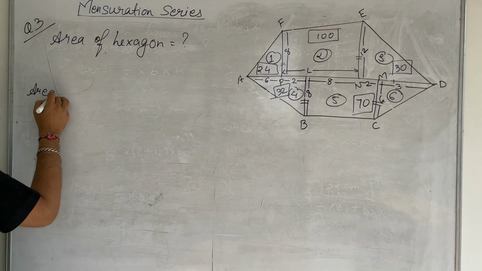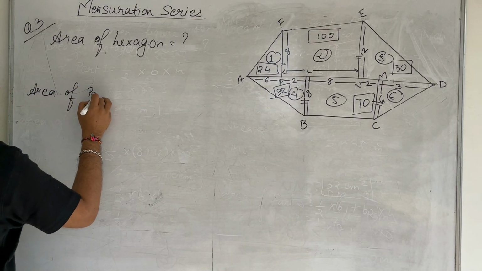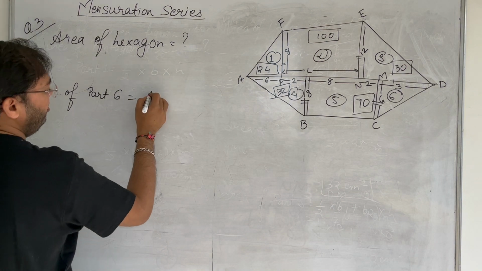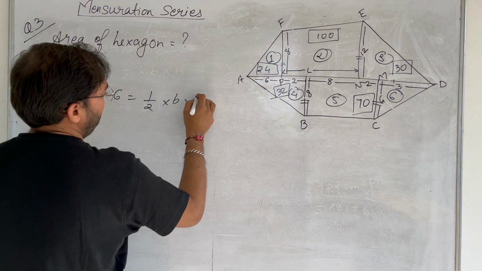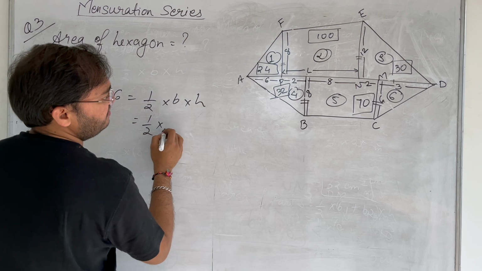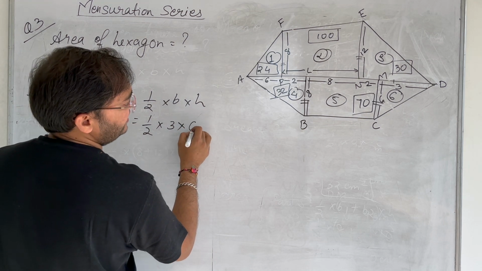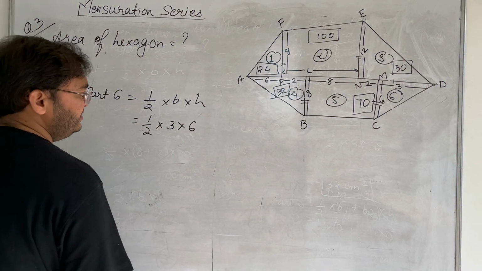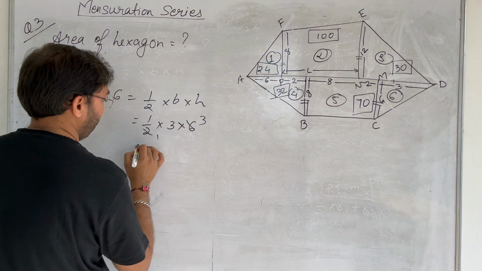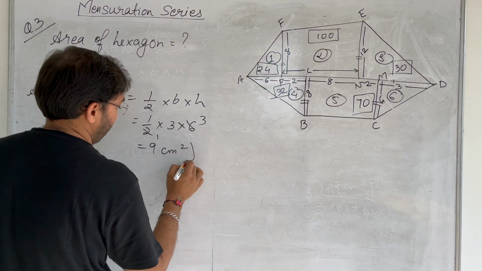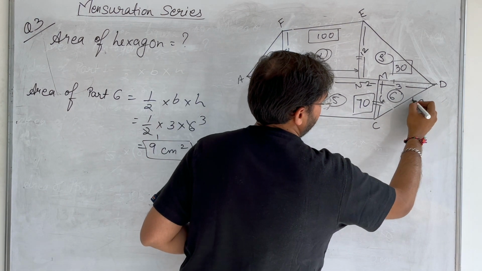Now we will find the area of part 6, which is in the form of a triangle, that is half into base into height. Half as it is. What's my base? 3. What's my height? That is 6. Yes, 3 and 6. 1s are, 3s are, 3 3s are 9 centimeter square. That means 9 over here.